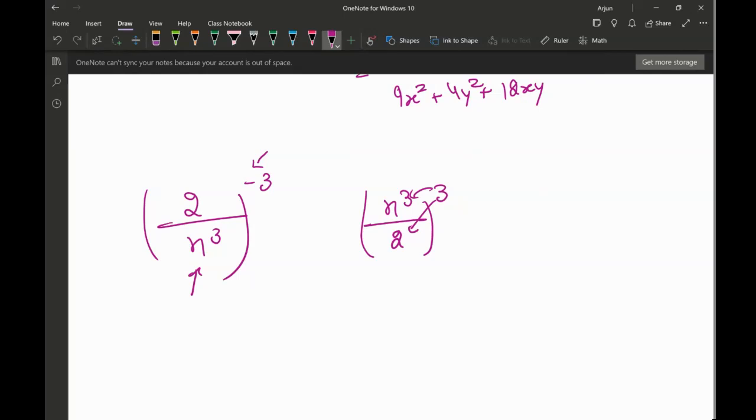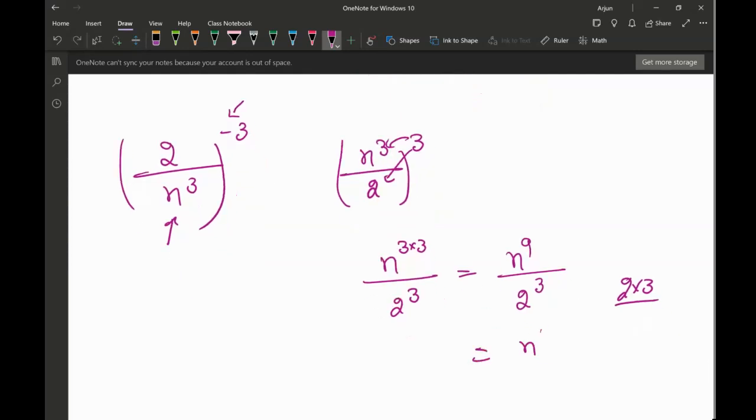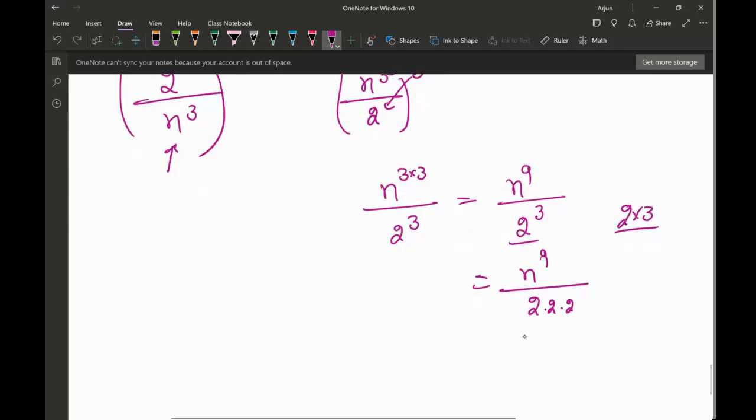itself over the number. So n raised to the power 3 times 3, and 2 raised to the power 3. n raised to the power 3 times 3 is n to the power of 9, and this is not 2 times 3, this is 2 to the power of 3, which means 2 times 2 times 2. Okay, so n to the power of 9 over 8. That's my final answer.